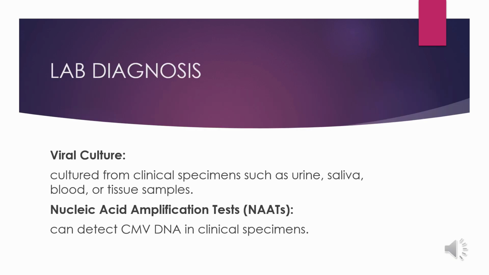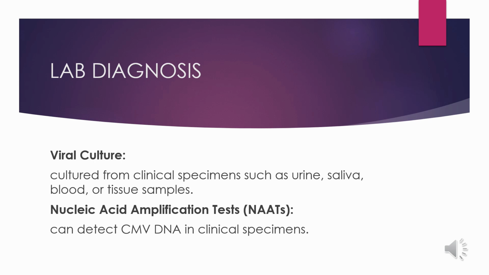Next, let us discuss how cytomegalovirus is diagnosed. First, viral culture. Cytomegalovirus can be cultured from clinical specimens such as urine, saliva, blood, or tissue samples. The procedure involves growing the virus in a specialized cell culture and then observing its characteristic cytopathic effects, which means the damage to the culture.